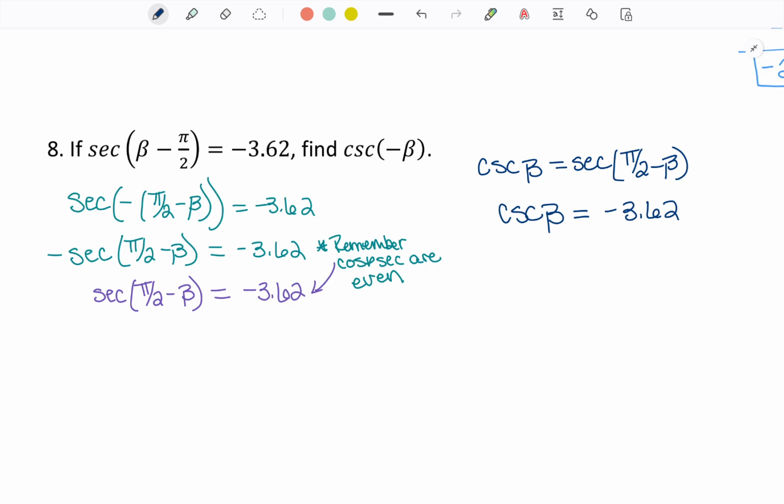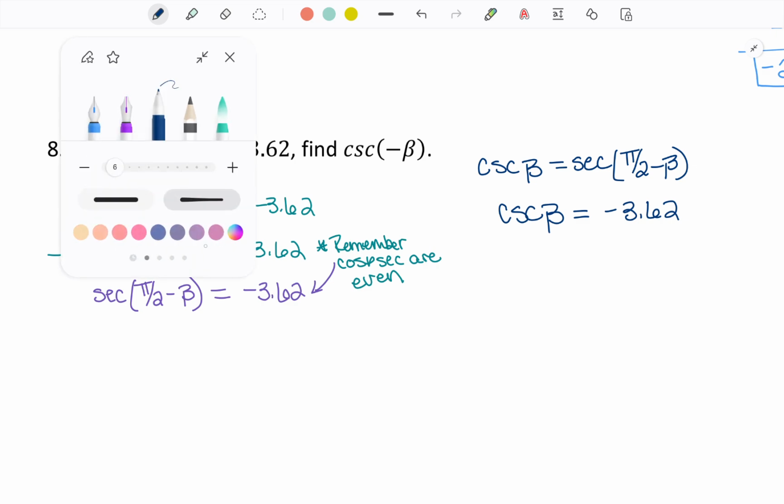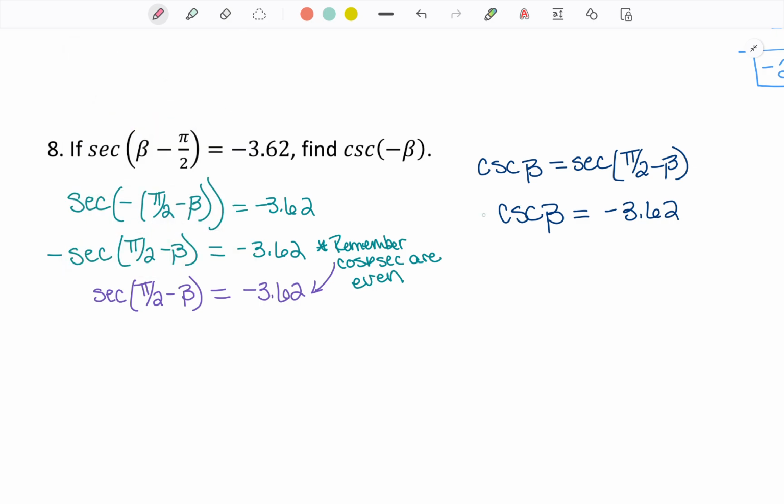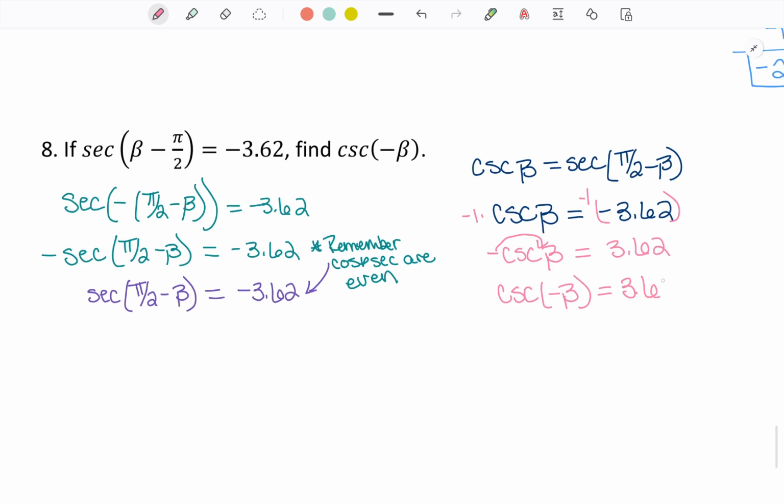So we do need a negative beta, so we can multiply by a negative 1, and that gives us negative cosecant beta equals a positive 3.62. And then that negative can go inside the function. So we have cosecant of negative beta equals 3.62.